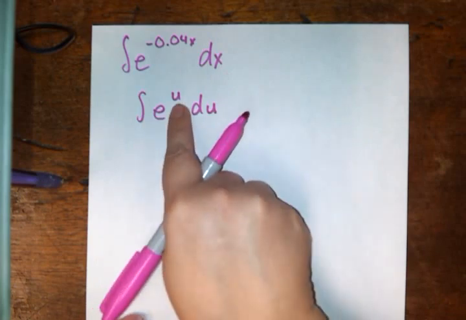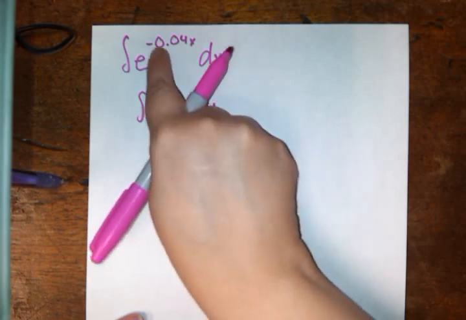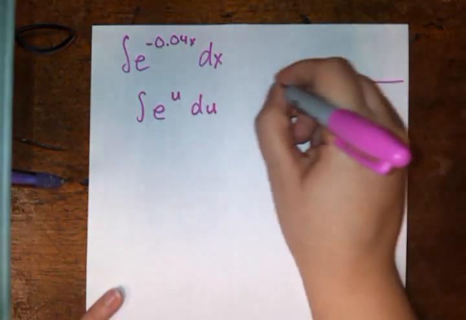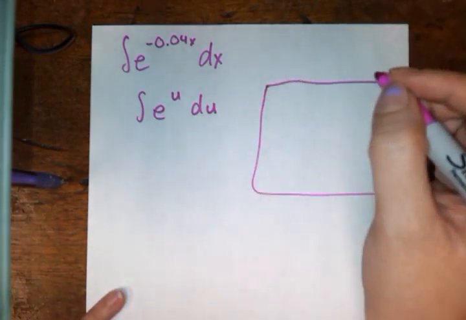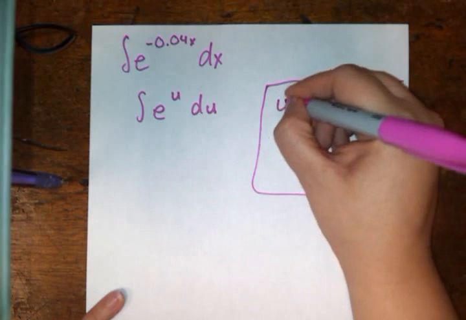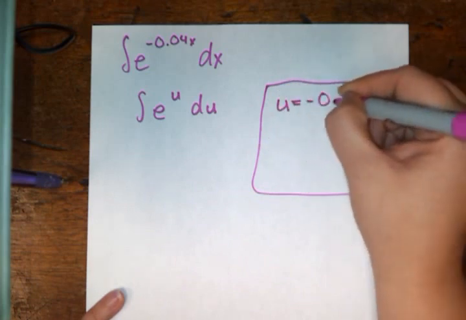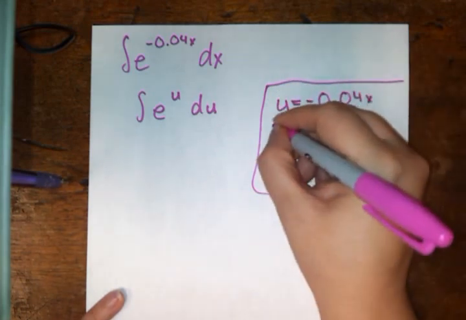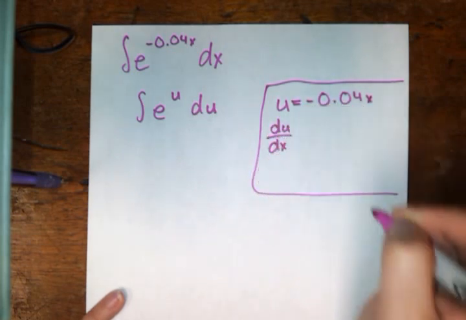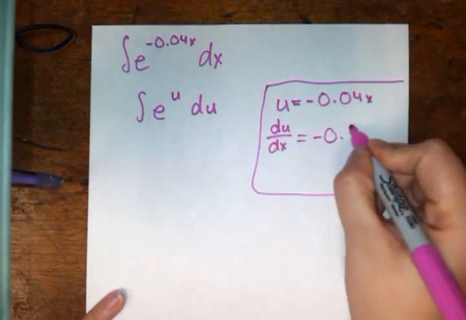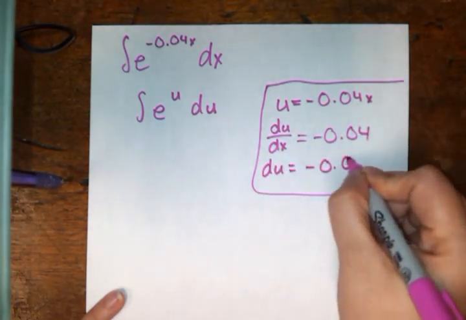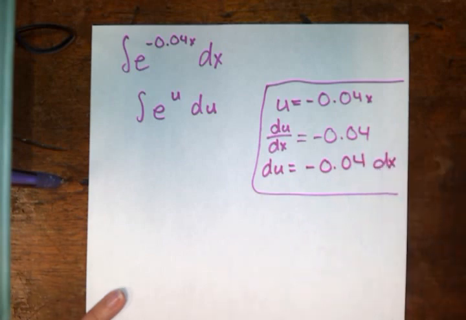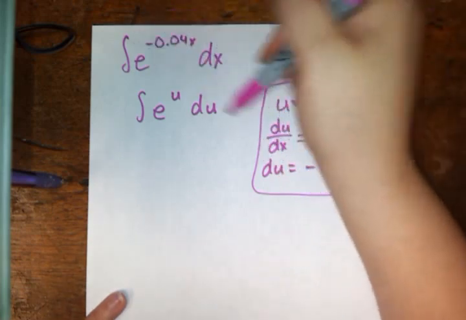Alright, so I picked e to the u. That means that my u is going to be whatever the exponent was. So let's do our derivative work over here. I like to keep it separate so that it doesn't run into everything else. So I'm saying that my u equals negative 0.04x. So the derivative of u with respect to x is just negative 0.04. So du equals negative 0.04 dx.